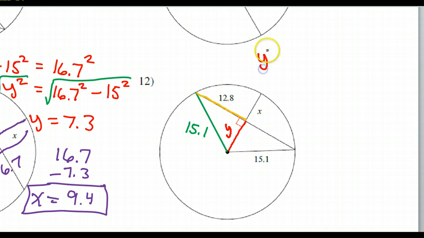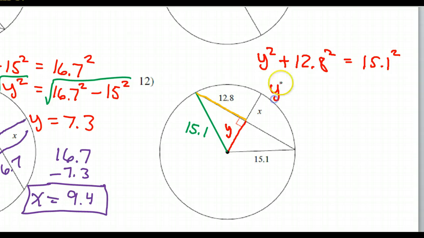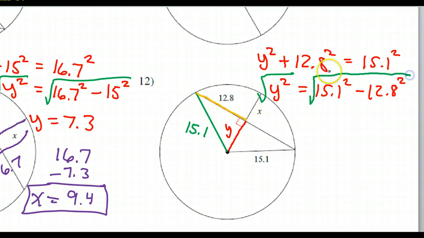So, Pythagorean Theorem, y squared plus 12.8 squared is equal to 15.1 squared. That means y squared is equal to 15.1 squared minus 12.8 squared. Square root of both sides. So that's going to give me y equals, calculator, and I'm getting 8.0 approximately. So that's this y value. That's not the final answer. I have to keep going until I find this x here.